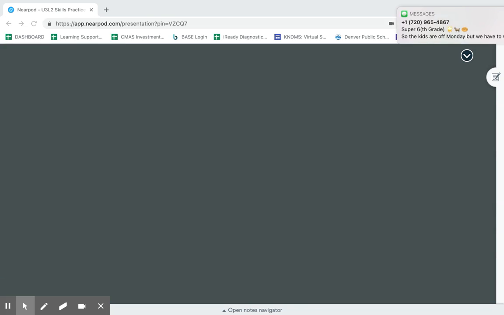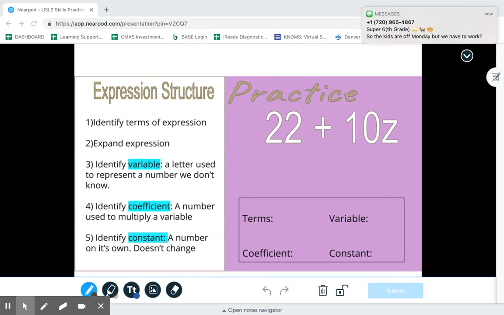So one more example. I have 22 plus 10z. Once again, pause the video here. Try this on your own so that we can go over this in a second.